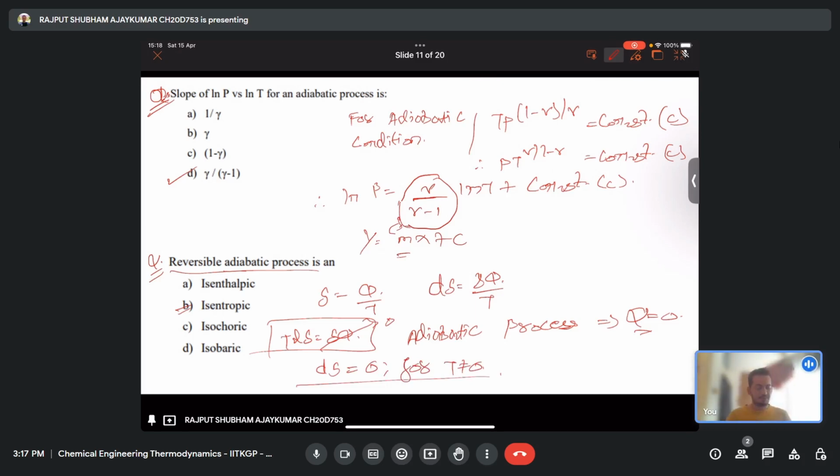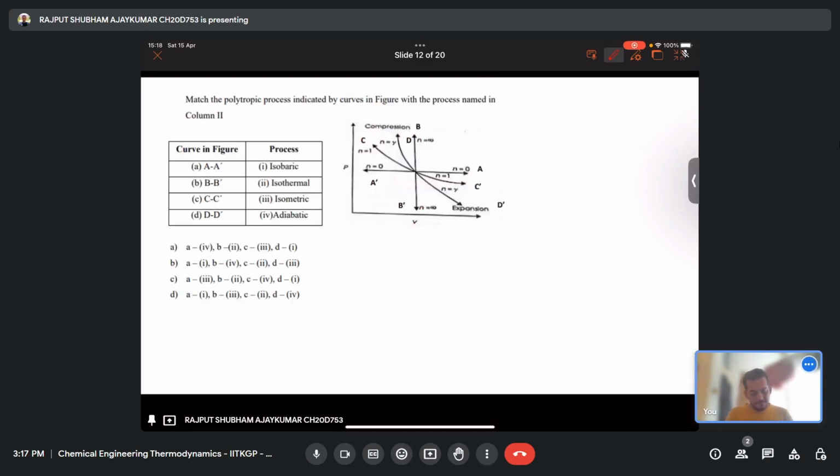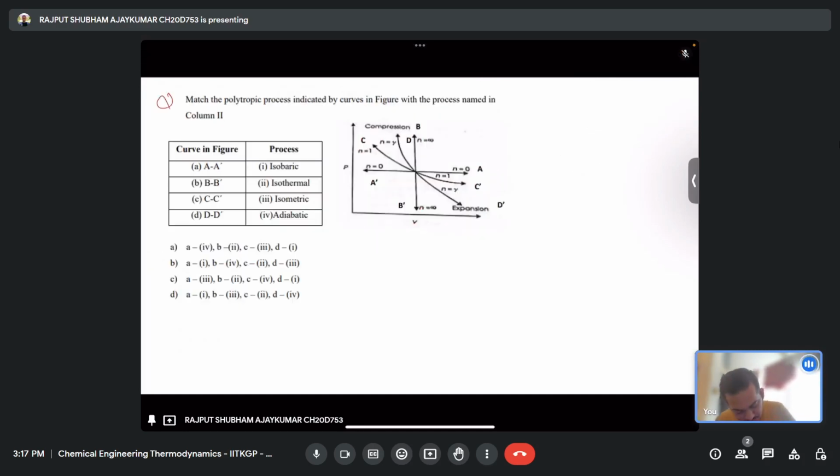Okay. Now we'll do the next question, which is a match the following. We have to match the polytropic process indicated by the curves in the figures with the process named in column 2. We have been given this figure and we have to relate the curves to the processes in column 2. The first curve, A dash, we have been asked to relate to the figure.